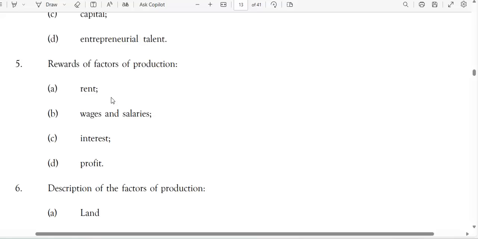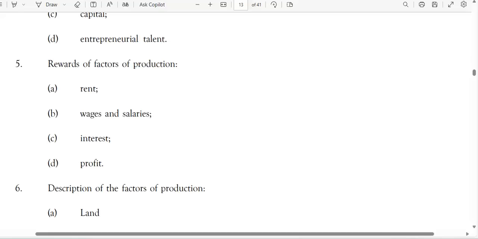All right, so now we're going to look at wages and salaries as reward for factors of production. Wages and salaries are the payments made to workers, labor, for their mental or physical effort used in the production of goods and services. So wages are usually paid hourly, daily, or weekly, and may vary depending on hours worked. Salaries are fixed regular payment, often paid monthly regardless of hours worked.